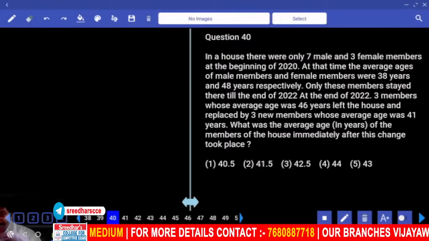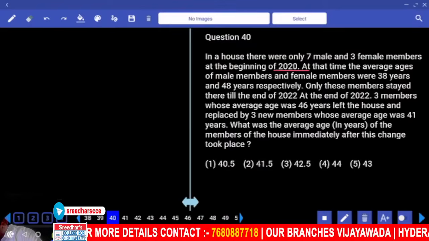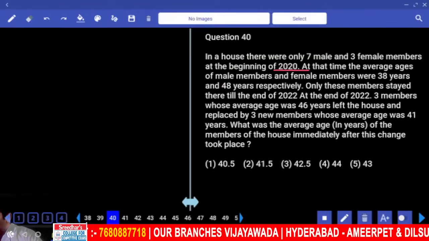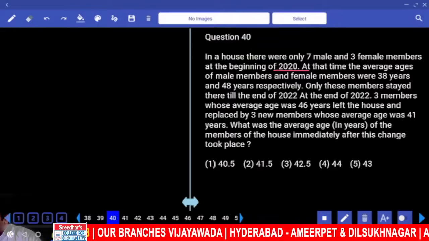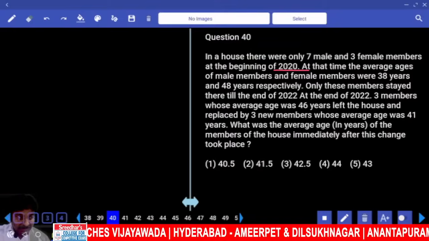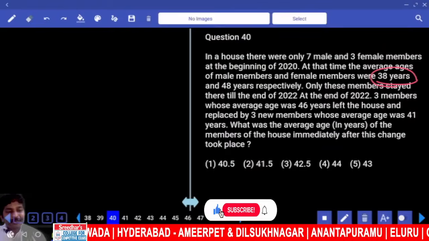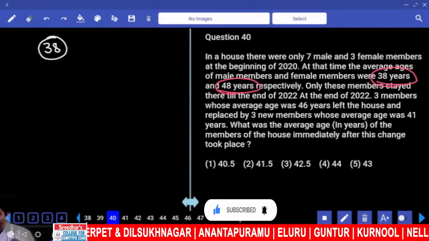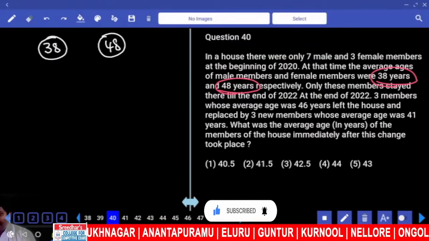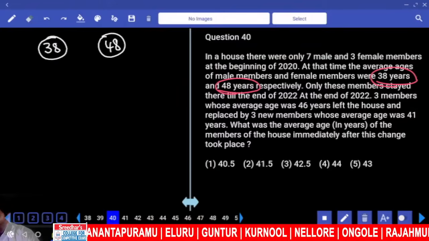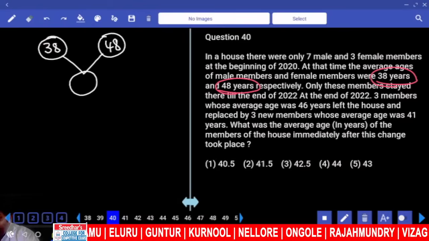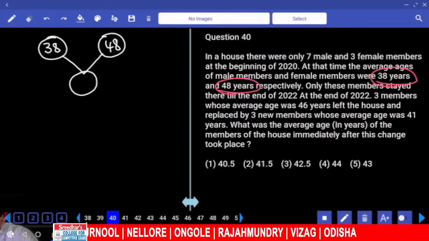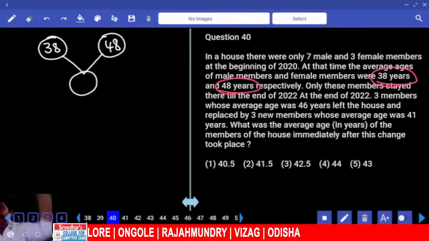Okay. At present, where are we? 2020. How many people are there? 10. 7 male, 3 female. Male to female ratio. What is the male average? Female average? 38 and then 48. Male average and then female average. What am I trying to calculate? Total average of all 10 people.